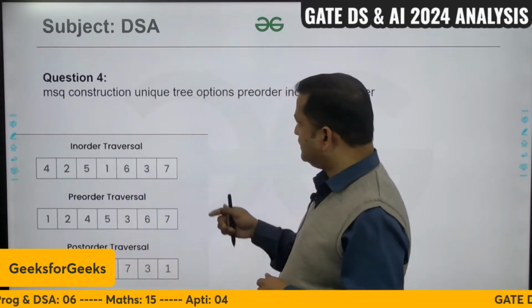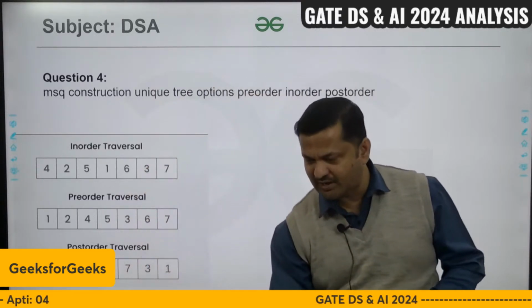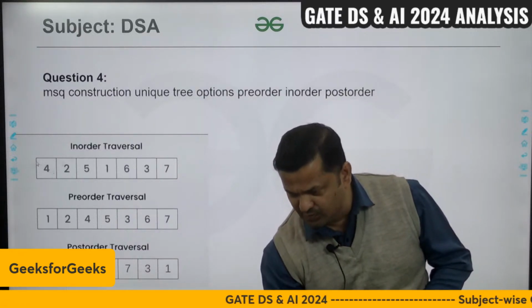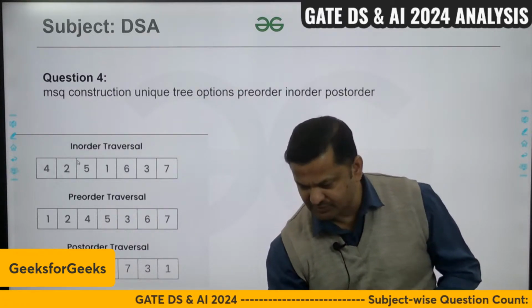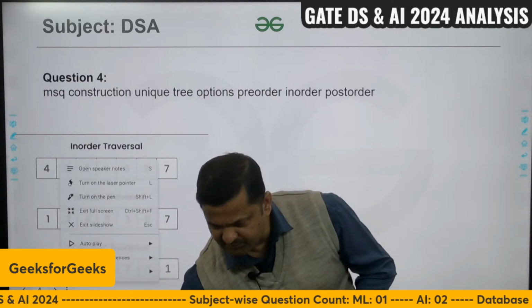All right. So for reconstruction, at least one pair is required, and that particular pair must include in order as a part of this. Okay. So let me pick the pen first.